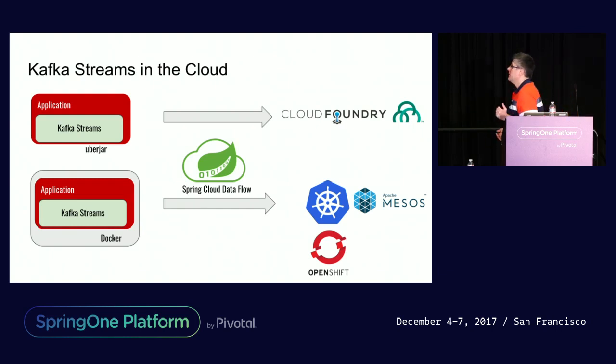In terms of deployment, obviously you can take the jar as it is and push it to something like Cloud Foundry, or you can Dockerize it, take a Dockerized image and deploy it into something like Kubernetes, or OpenShift, right? Or Mesos, or any other runtime that supports a Dockerized image. Why do you want to do that?